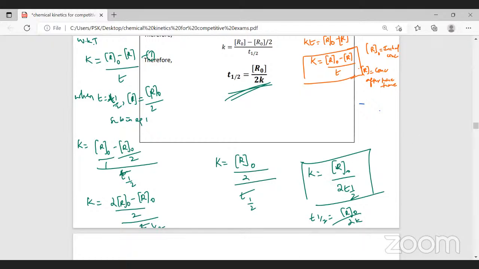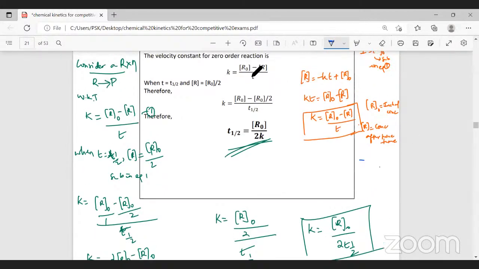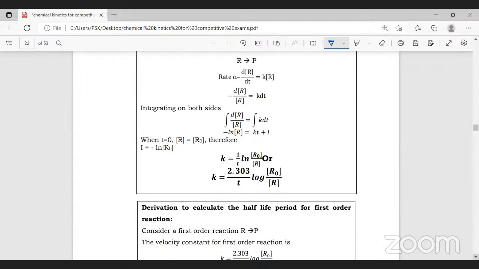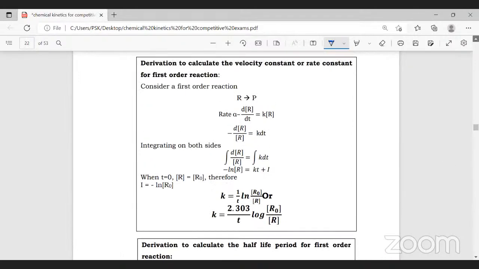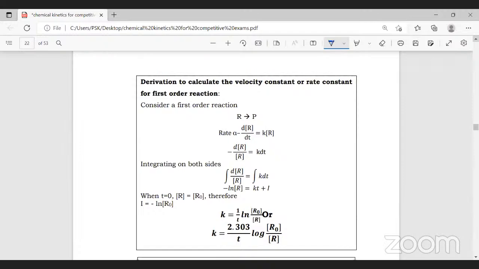So what is the first formula you are supposed to remember? The first formula and derivation you have to remember is K is equal to R naught minus R divided by T: initial concentration minus concentration after some time, divided by T. Relation between half-life and rate constant of the zero order reaction: T half is equal to R naught by 2K. We have derived it. Students, are you following? Yes, sir.